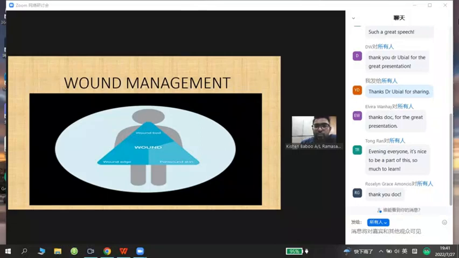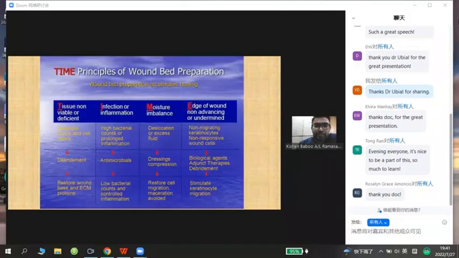So eventually the wound is going to break down further because of the poor peri-wound skin. So all these three should be kept in mind, and you should be treating all these three when you're seeing a patient.